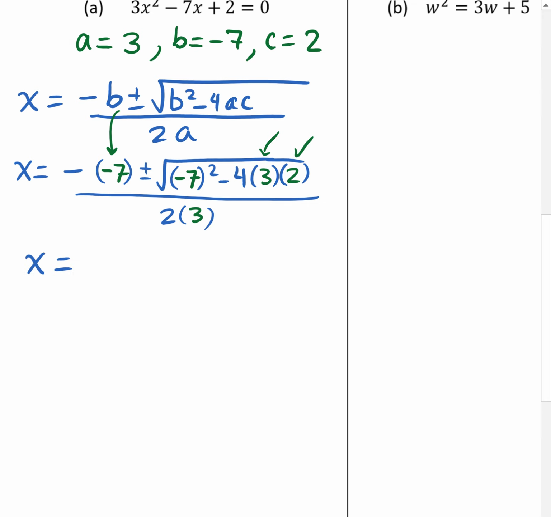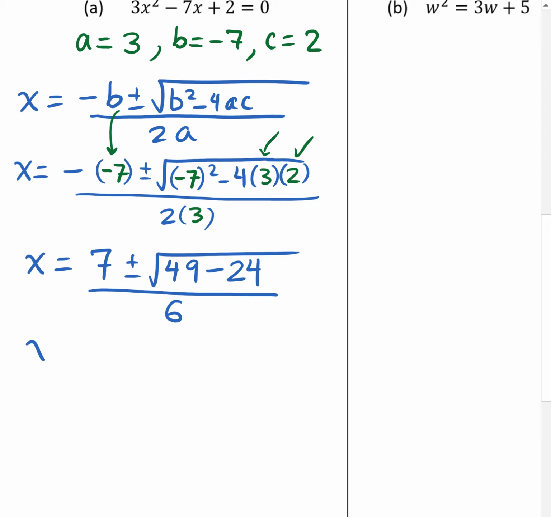So first we have a -7, that's a +7, plus or minus the square root of (-7) squared. This is why I'm glad I put parentheses, because I know (-7) squared is +49, but if I hadn't put parentheses, I might forget and put -49. And then we have minus 4 times 3 times 2, that's 24. And that's all over 2 times 3, which is 6.